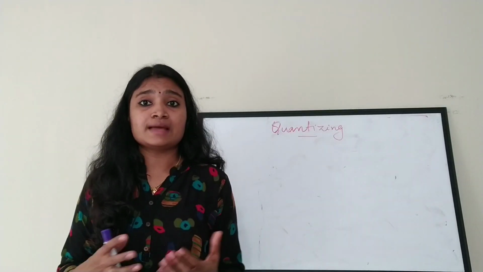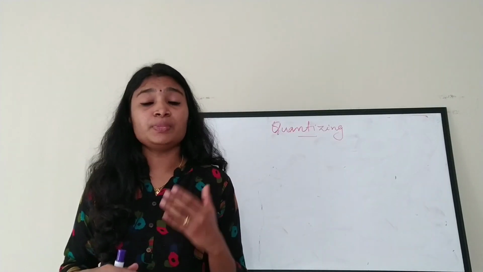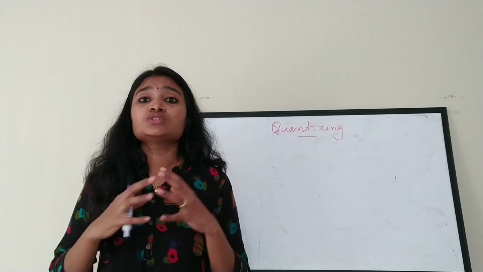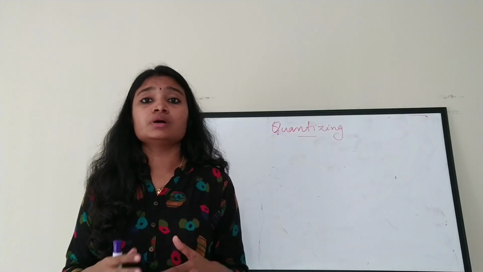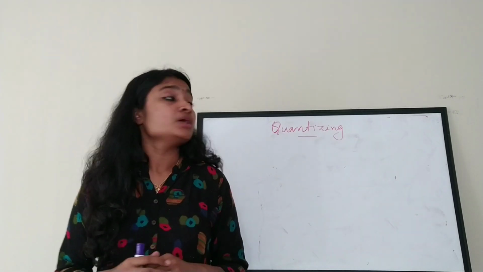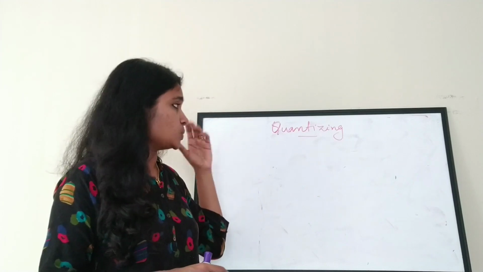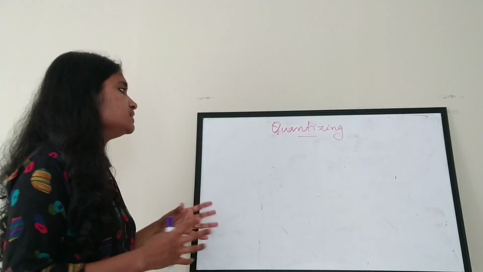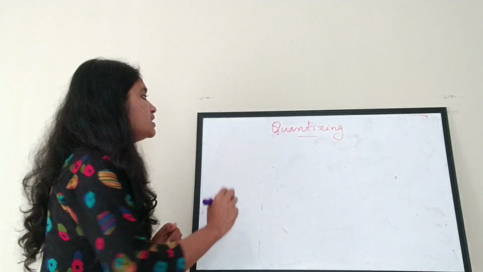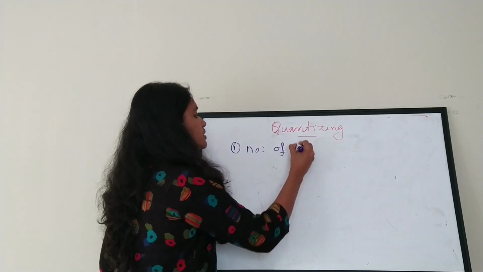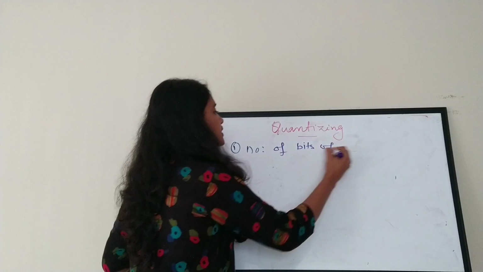So at the end of the sampling stage, there is a sample and hold circuit to keep the sampled signal constant so that the ADC can perform quantizing. That is step 2. So before moving to step 2, that is the quantizing step, there are certain things you should understand. First one is the number of bits of an ADC.